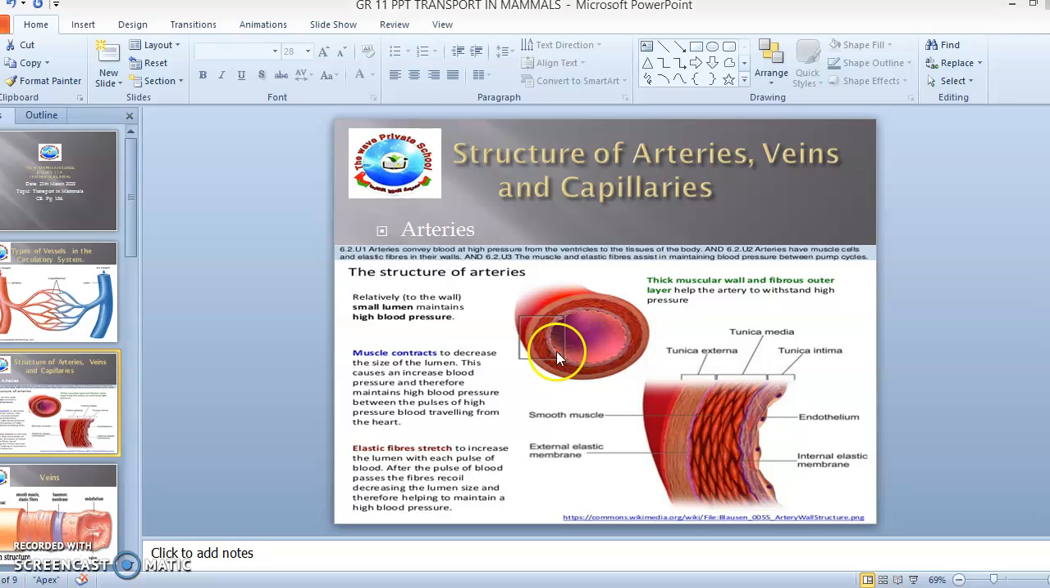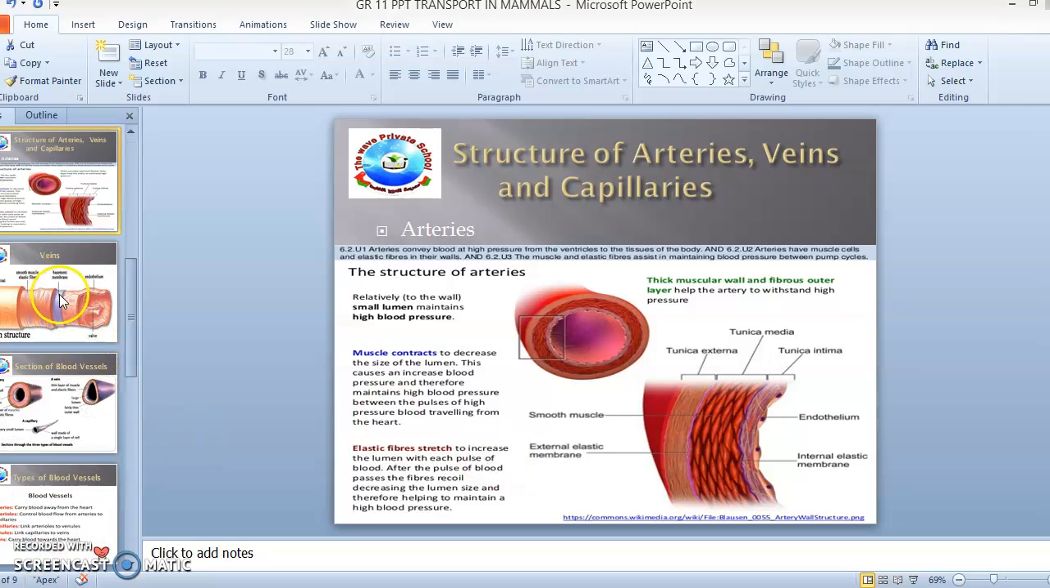It maintains a high blood pressure. And also here you can see the muscle contracts to decrease the size of the lumen. This causes an increased blood pressure and therefore maintains a high blood pressure between the pulses of high pressure blood traveling from the heart. And then elastic fibers stretch to increase the lumen with each pulse of blood. After the pulse of blood passes, the fibers recoil, decreasing the lumen size and therefore helping to maintain a high blood pressure. Here you can see this is the tunica media. This thick muscular wall and fibrous outer layer helps the artery to withstand high pressure.